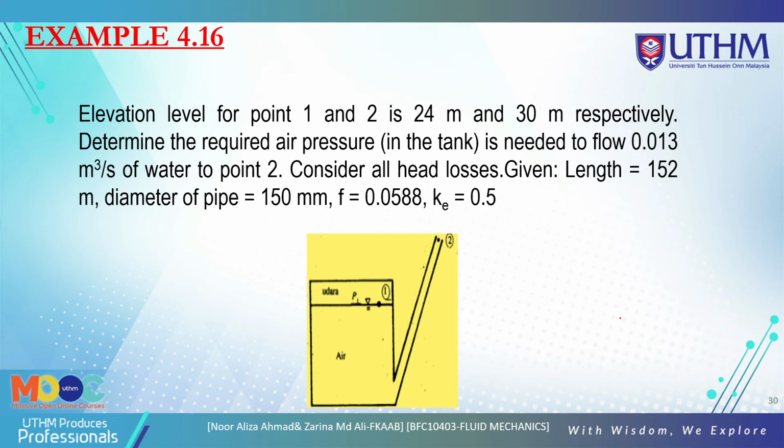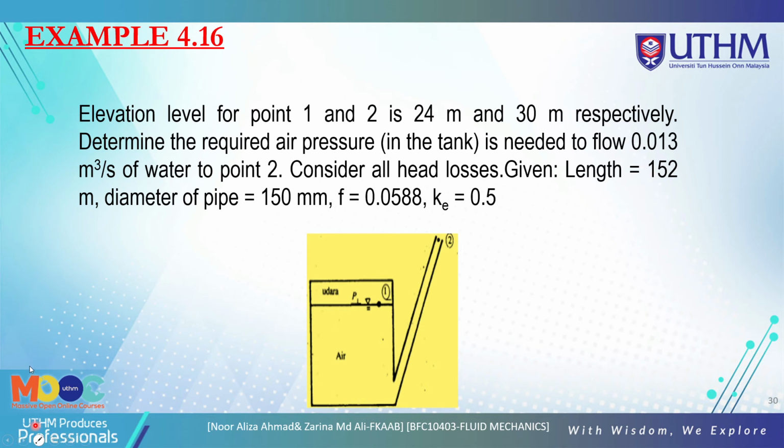Now look at example 4.16 here. The elevation levels for point 1 and point 2 are 24 meters and 30 meters respectively. Determine the required air pressure to find the pressure at 1 here. It is needed to flow 0.013 cubic meters per second of water to point 2. Consider all head losses. This includes the HF and also HM, because it is mentioned here, consider all head losses.